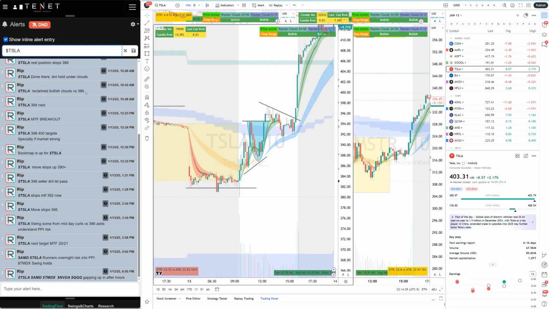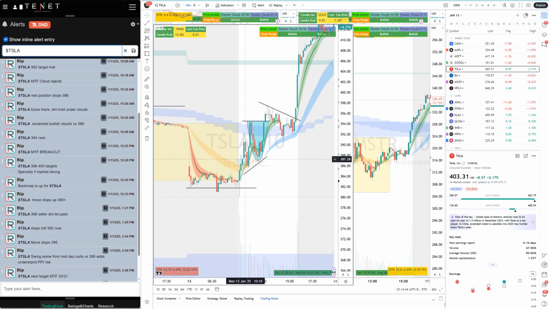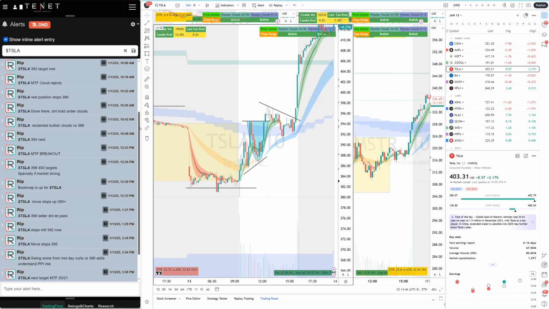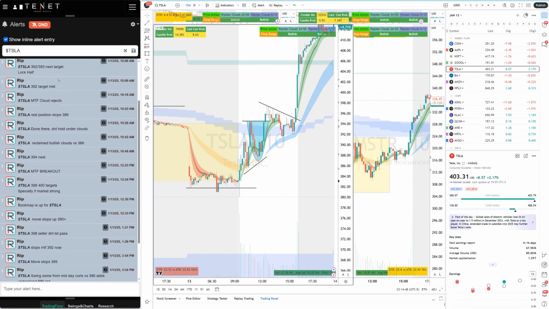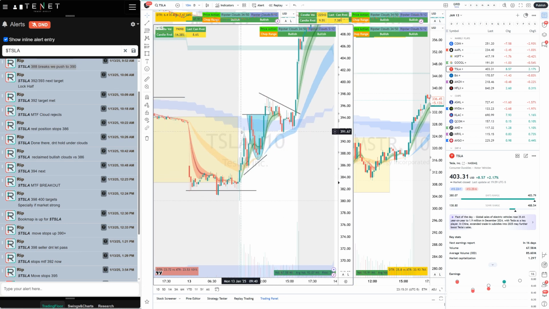We were continuously moving the stops up. Once Tesla pushed towards this 390, I gave 392, 393 targets. We met our 392 target. So Tesla was 388, then I gave the target of 390. So that was our morning trade, right? That was a morning trade.